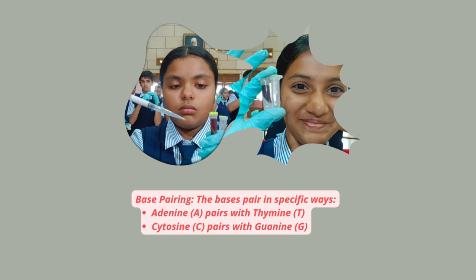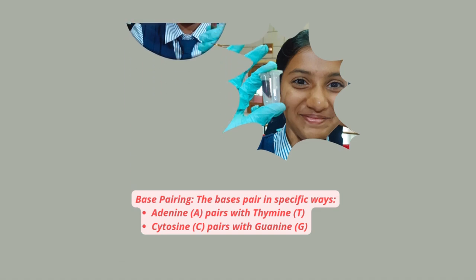Base pairing. The bases pair in specific ways. Adenine (A) pairs with thymine (T), and cytosine (C) pairs with guanine (G).